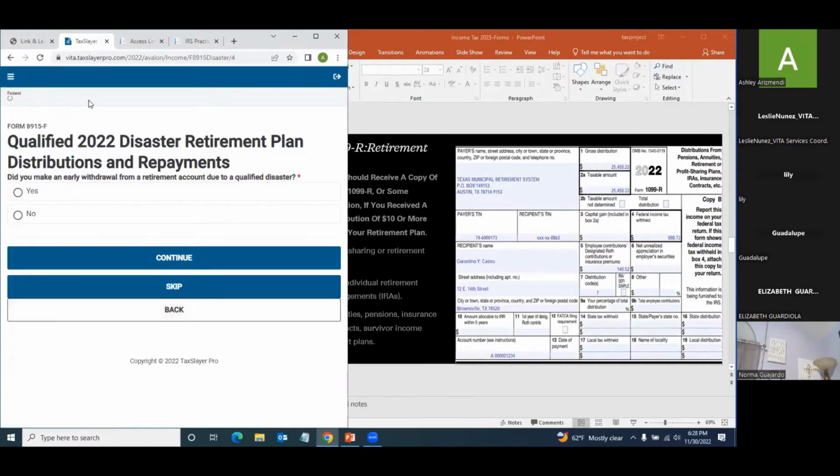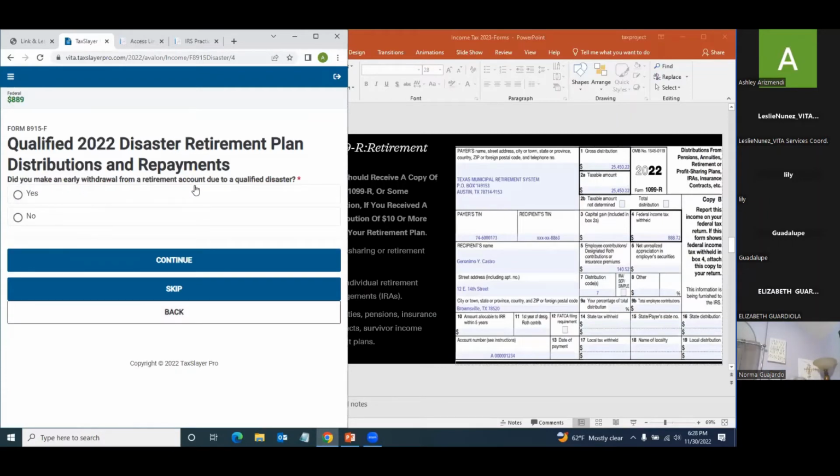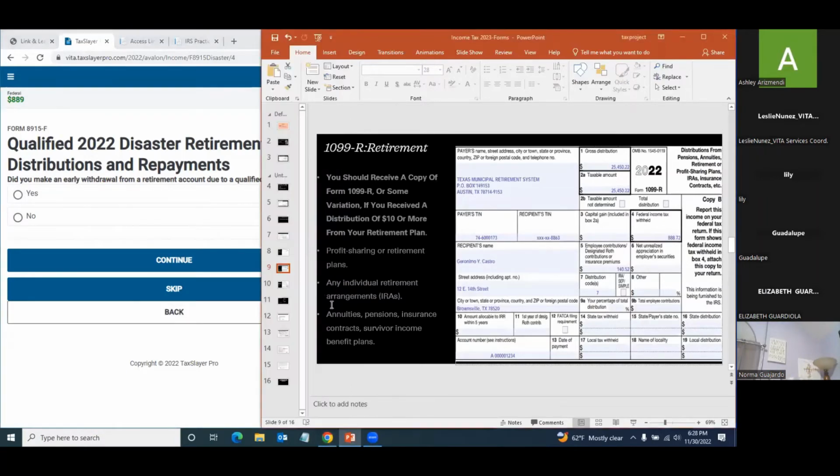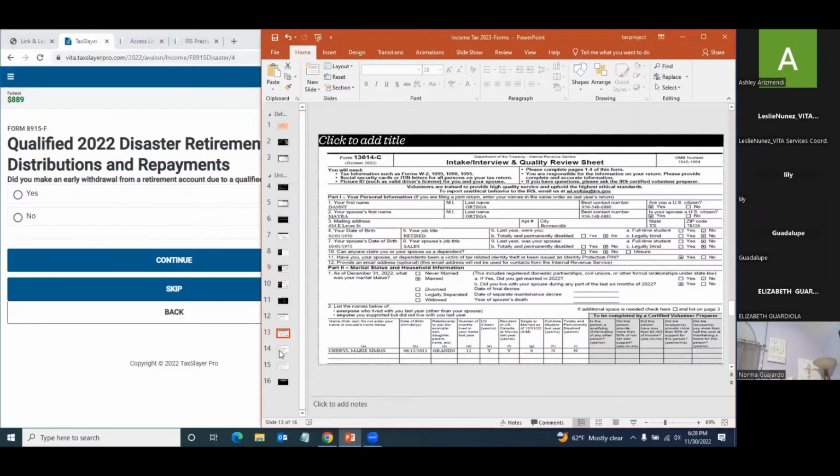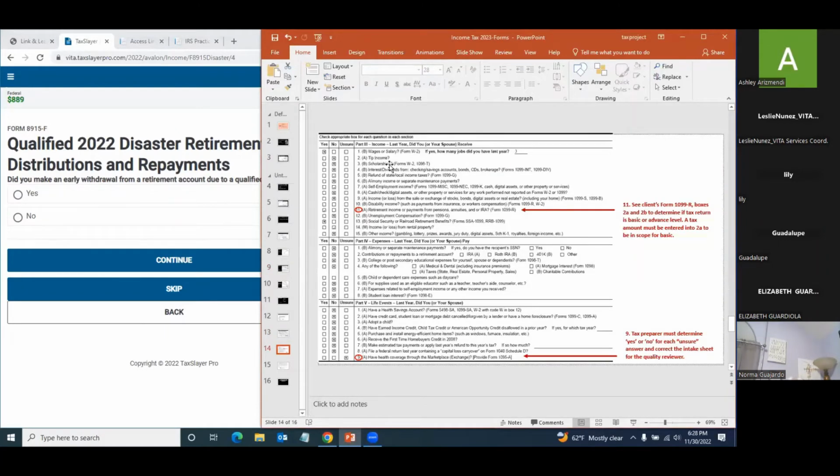That's when it asks, did you make any early withdrawal from a retirement account due to a qualified disaster? Usually the client on the intake form will state it right here, let me show you. On, I believe it's page 2. Okay, usually on page 2, they will write on the side right here if they had an early withdrawal, or they'll mention it. Usually the clients will mention if they have that, but usually the answer is no.